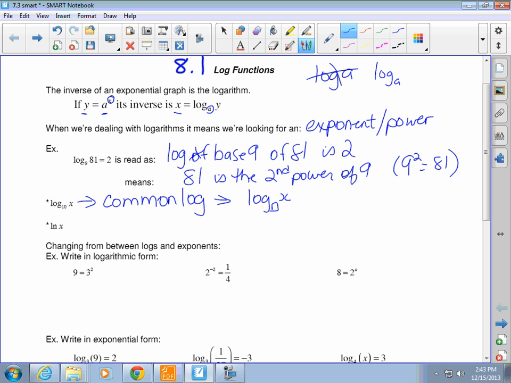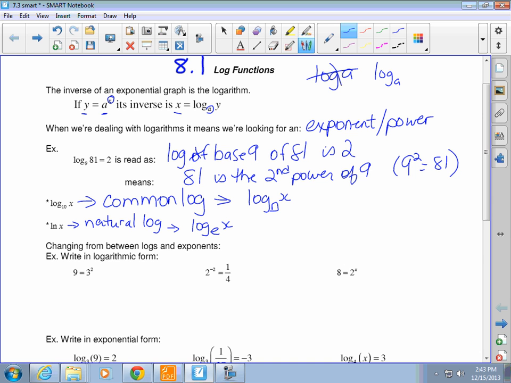If you have questions that say ln of x, this is called a natural log, and you deal with it more in calculus. What that is saying is log base e of x. We don't do anything with it in this part of the course, but in calculus you will be dealing with natural logs.